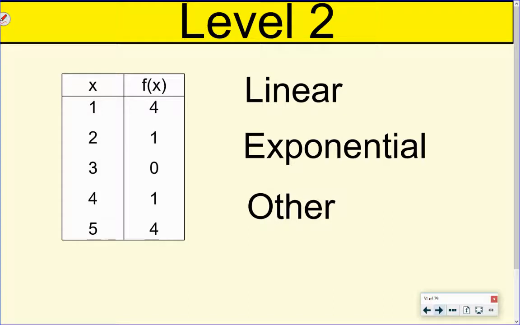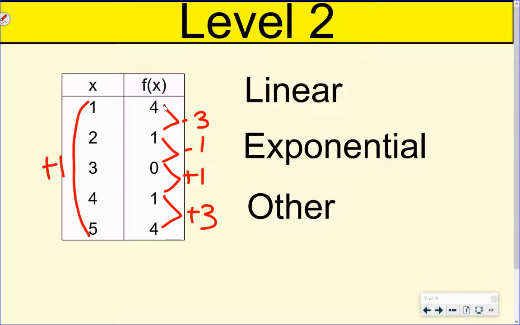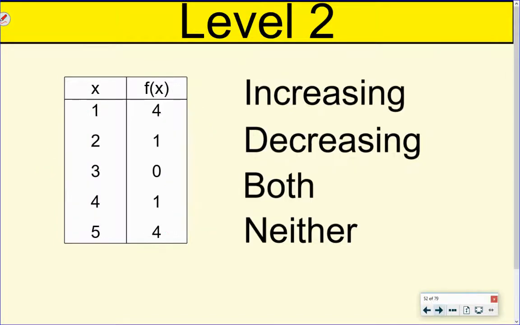Now we need to decide linear and exponential. Okay, so right here, I am going down 3, then I am going down 1. Here I'm going up 1, here I'm going up 3. These are all going up 1. It's not adding the same thing every time, and it's not timesing the same thing every time. So that means it is going to be other.